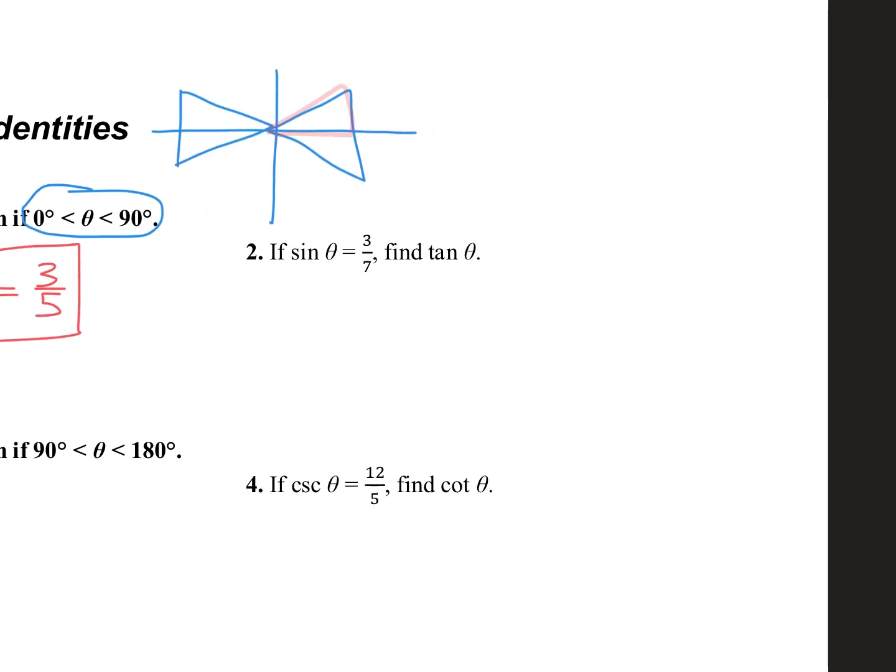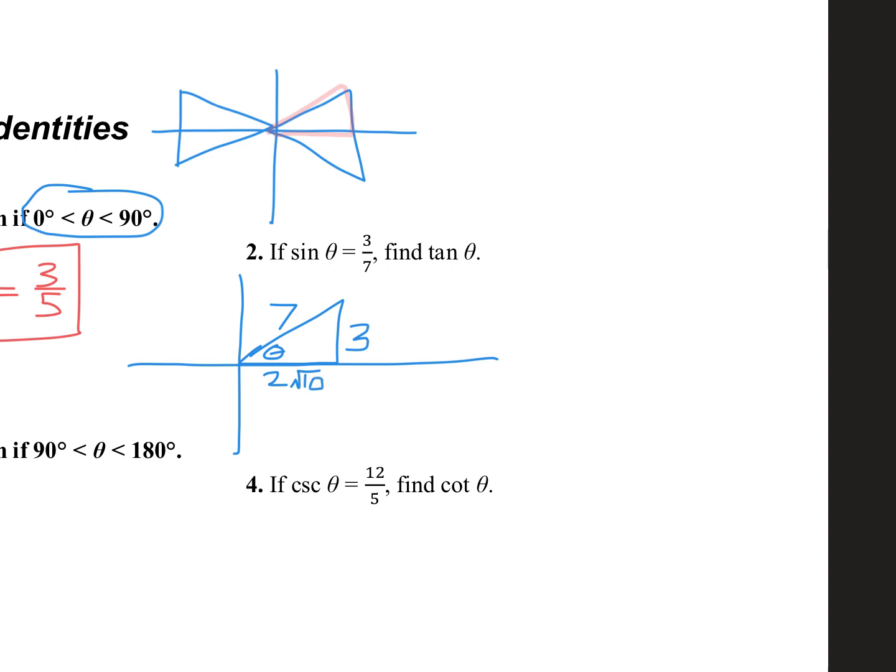For number 2, we draw another quadrant 1 triangle. Theta goes here. Sine is opposite over hypotenuse. We have to use the Pythagorean theorem to find the other side: 3 squared plus the unknown side squared equals 7 squared. So 49 minus 9 is radical 40. The square root of 40 is 2 rad 10.